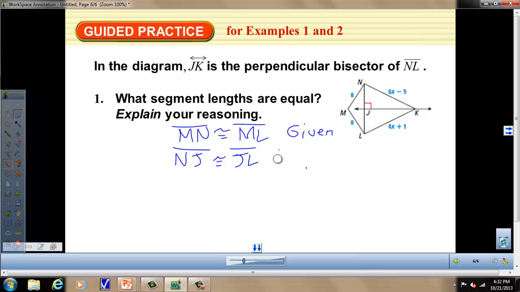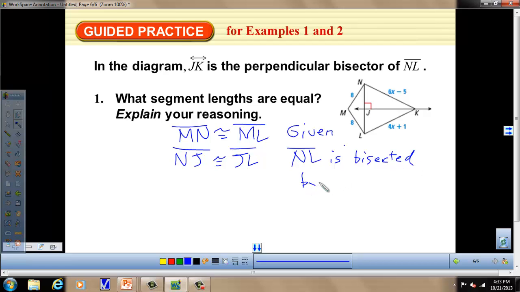Oh, we can just say the segment NL is bisected by JK.